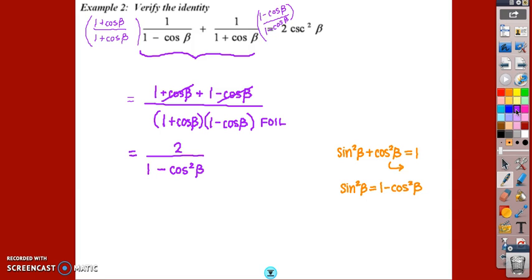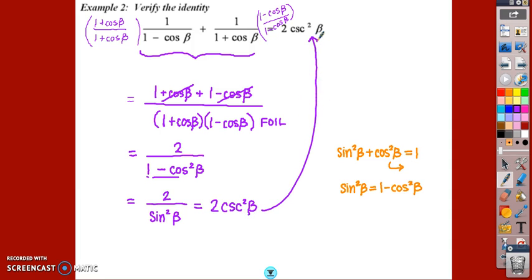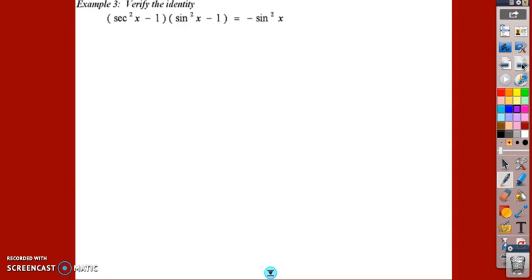And so now I'm seeing that 1 minus cosine squared beta, this bottom part, is the same thing as sine squared of beta. And that's just 2 times cosecant squared of beta. And we just verified that that would be true then. This is the main idea. So really it's very similar to what we did yesterday. We're just simplifying the more complicated side and then hoping it looks like the simpler side. Let's just do one more, and then I want you to try some. We'll do more examples tomorrow.